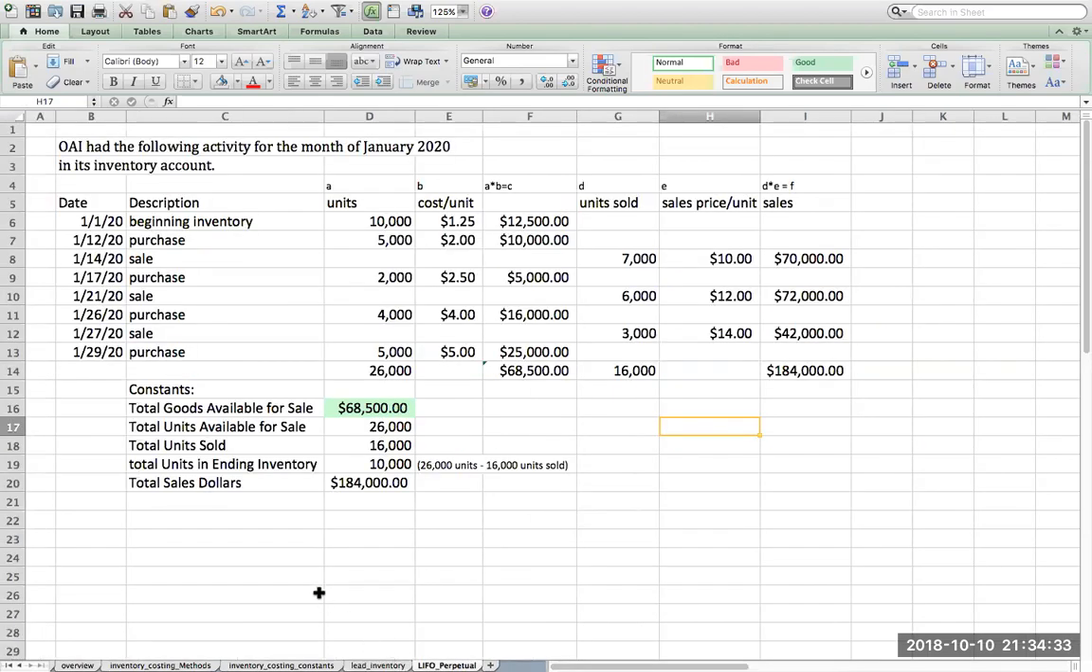So we're going back to the problem that we had earlier, which was OAI. And now we're being asked to use last in, first out, perpetual, or LIFO Perpetual.